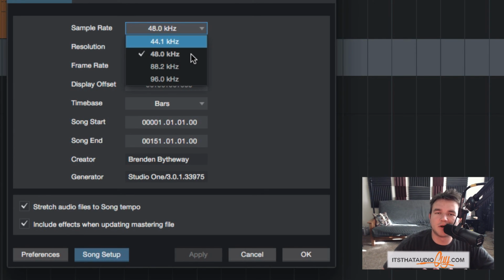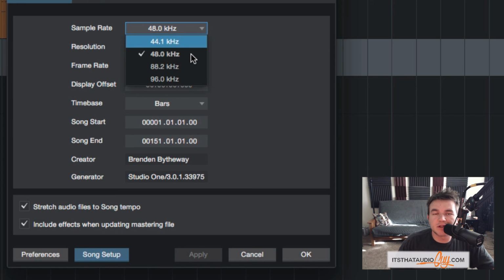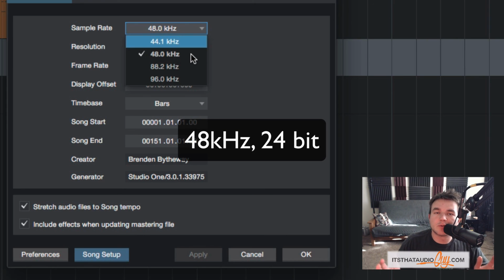So don't stress about, oh man, what do I need to do? My interface only goes up to 96. My interface doesn't even go to whatever. Who even cares? Just forget about it. You don't need to worry about these things so much, but it's good to know what they do and why they are there. So as a good general rule, I like to just go at 48K and 24-bit capturing.